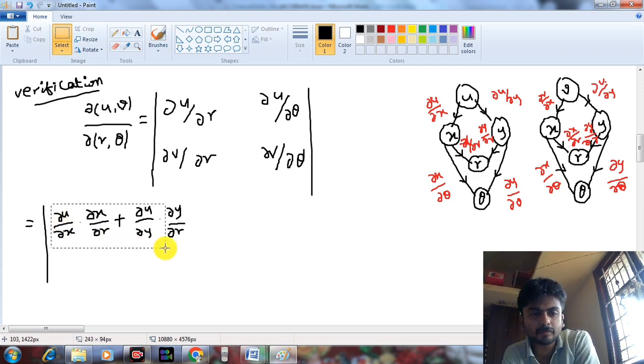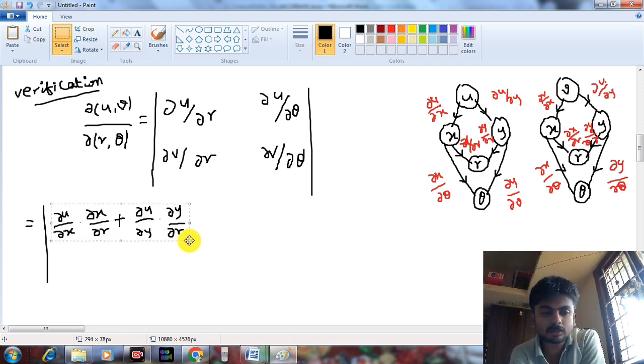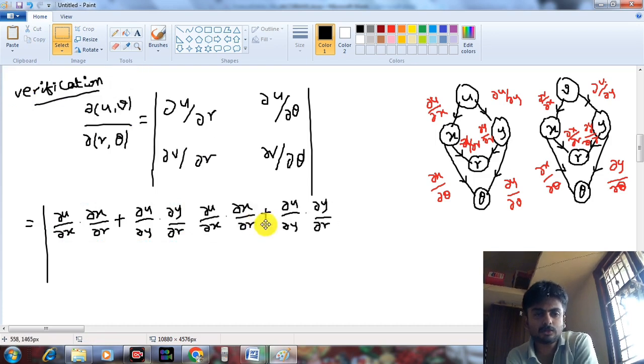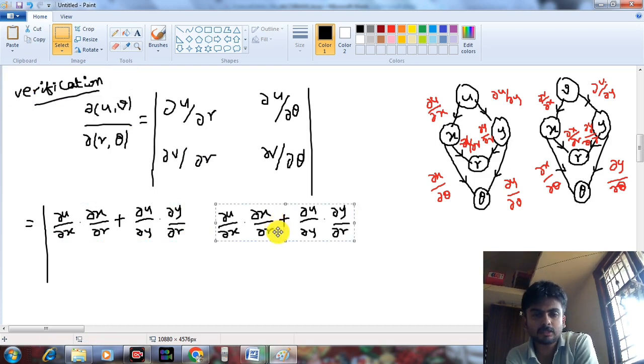Okay, so the second element of our first row, control plus C, control plus V. So we will have our second term as ∂u/∂x into ∂x with respect to theta, so it will become ∂x/∂θ. Then here also ∂y/∂θ.